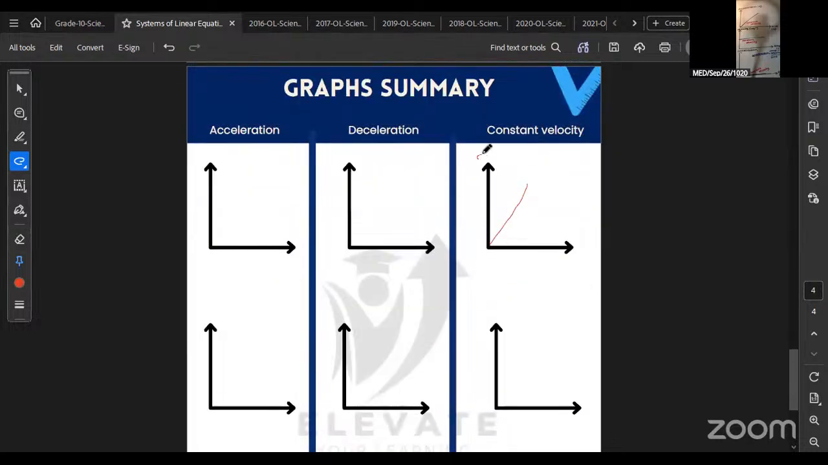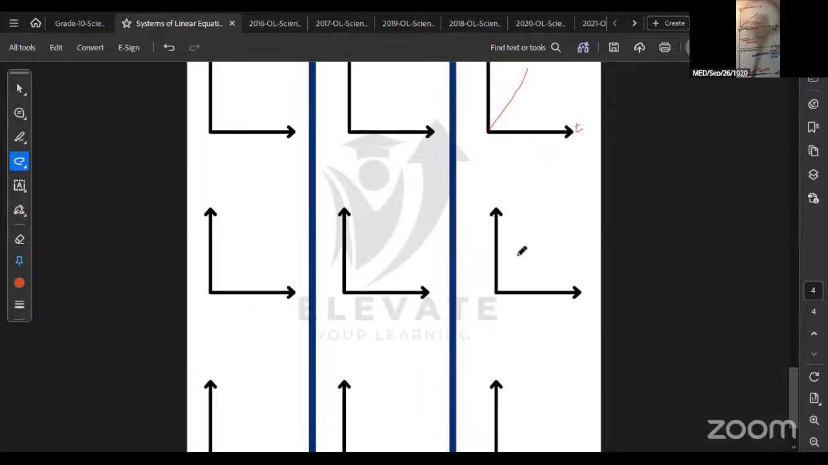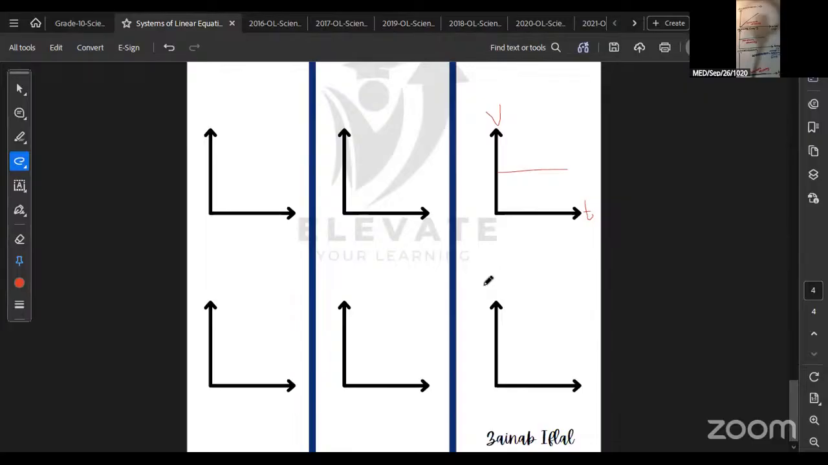Here, displacement. Make sure you write the axis properly. Name the axis, put the unit, displacement time. You don't have to write constant velocity the way I've written. It's already put up, right? And if it's a VT graph, a velocity time graph, it's going to go like a straight line, like this. If it's an AT graph, AT means acceleration time graph.